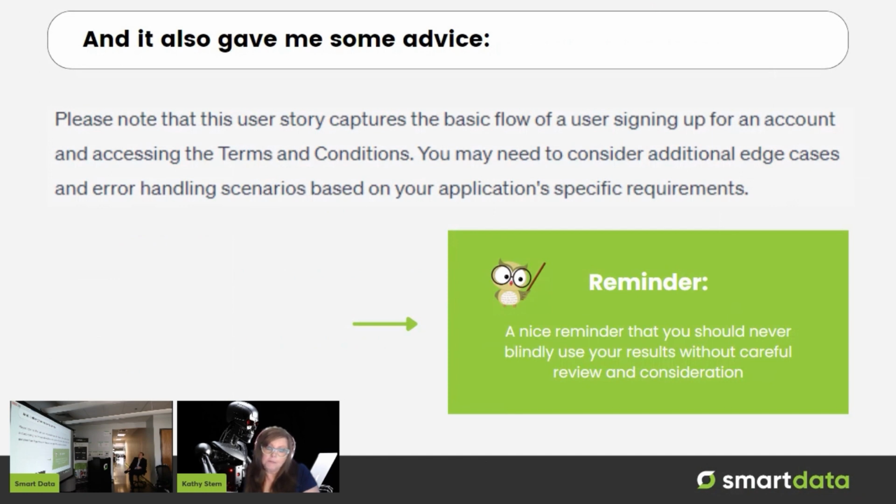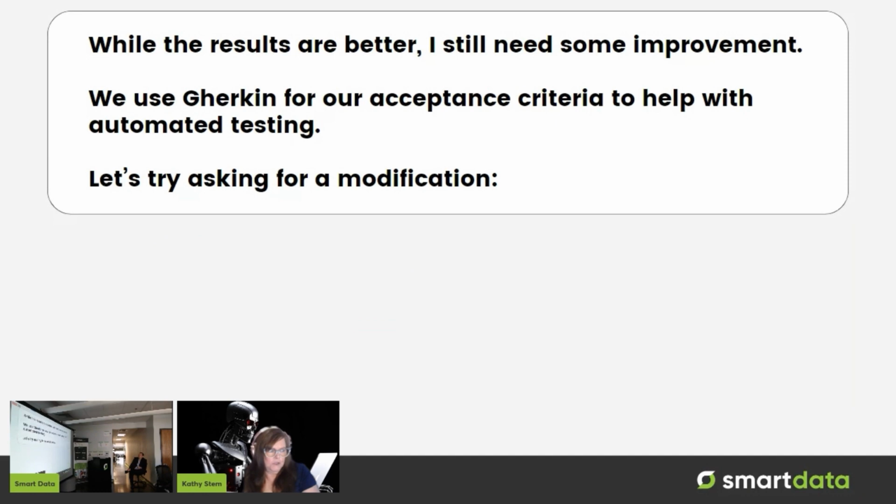And it also gave me some advice. You may need to consider additional edge cases and error handling scenarios based on your application's specific requirements. This is where you can see that a human is still needed. We're not losing our jobs unless you don't follow your policies. You should never blindly use what AI produces. You need to read it, review it, make sure that you didn't miss anything or that it didn't get anything wrong entirely.